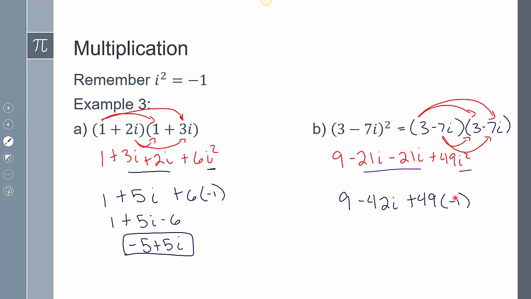So 49 and negative 1, that becomes a negative 49. So 9 minus 49 becomes negative 40. And so negative 40 minus 42i. I have that a plus bi form.